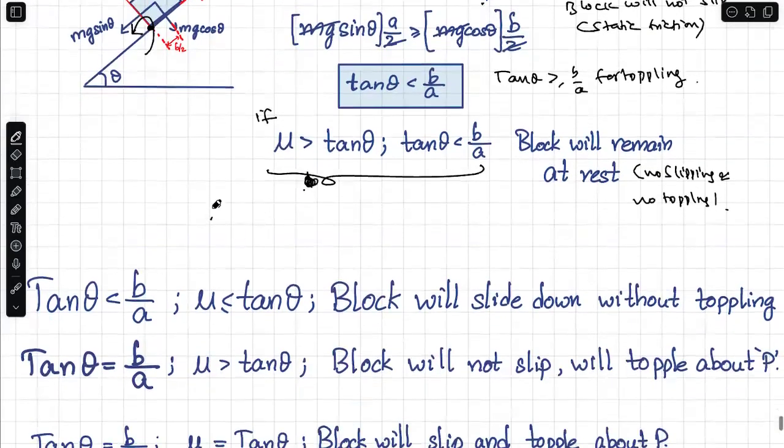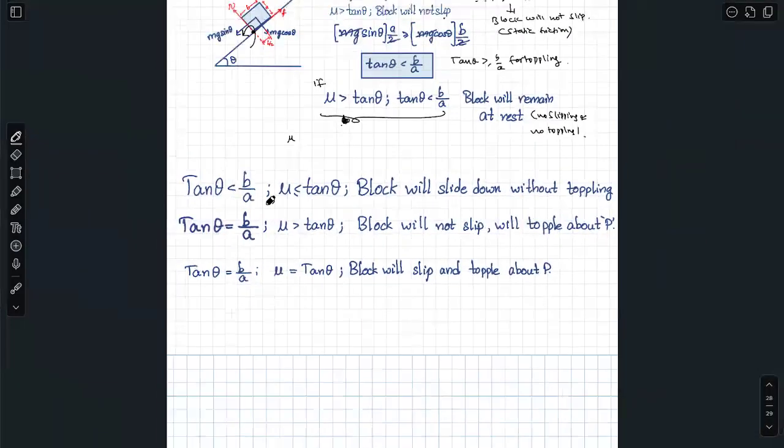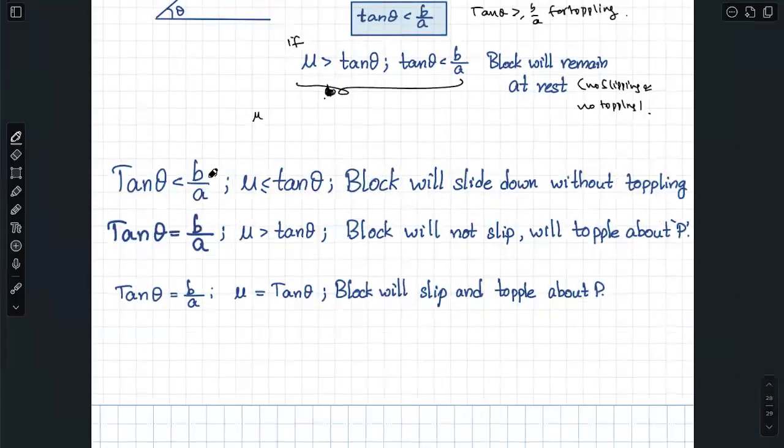I'll take another case. I have written it here already. Tan theta is less than b by a, mu less than or equal to tan theta: the block will slide down without toppling. Tan theta is equal to b by a, mu greater than tan theta: the block will not slip, but it will topple about P. Tan theta is b by a, mu is equal to tan theta: what happens? It will slip along with toppling.